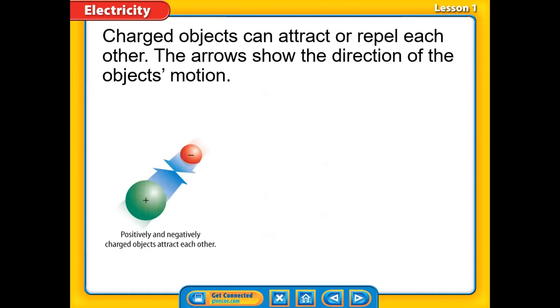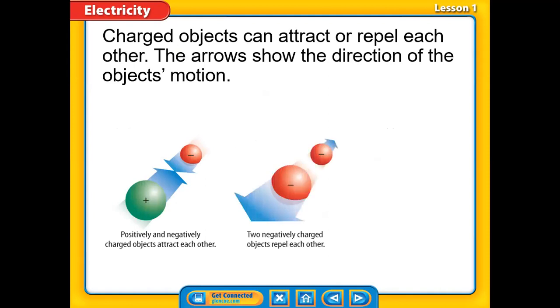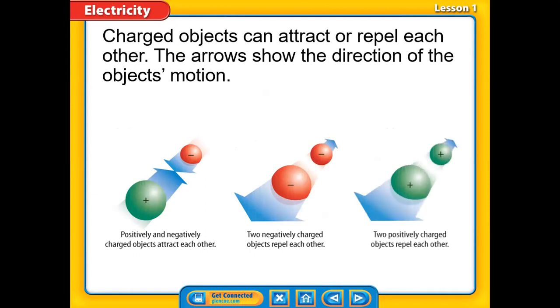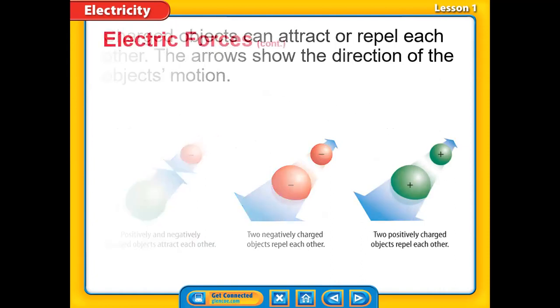That means the positive charged object could attract the negative charged object, while similar charges repel each other. So a negative charged object will repel another negative charged object, or a positive charged object will repel another positive charged object. So similarly, we could say a rule that opposite charges attract while similar charges repel.